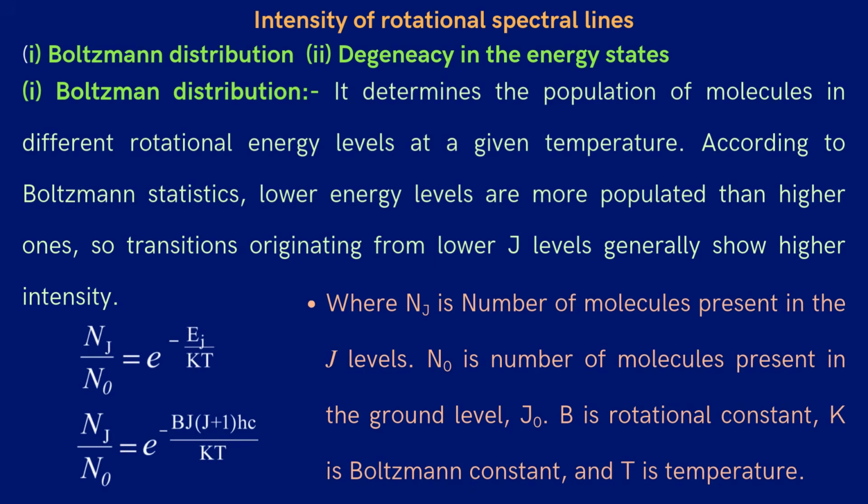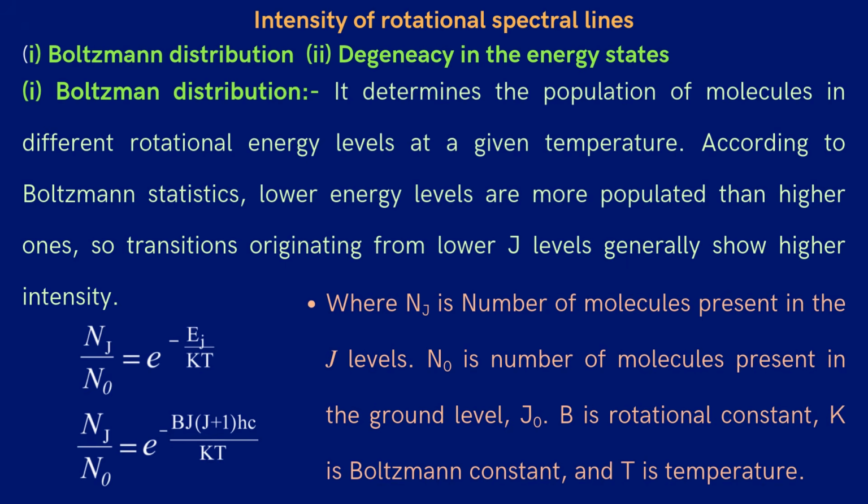The intensity of spectral lines in microwave spectroscopy is governed by two main factors. The first one is Boltzmann distribution, and the second one is degeneracy in the energy states. Let us see Boltzmann distribution. It determines the population of molecules in different rotational energy levels at a given temperature. According to Boltzmann statistics, lower energy levels are more populated than higher ones, so transitions originating from lower J levels generally show higher intensity.